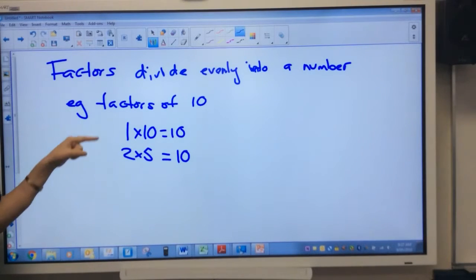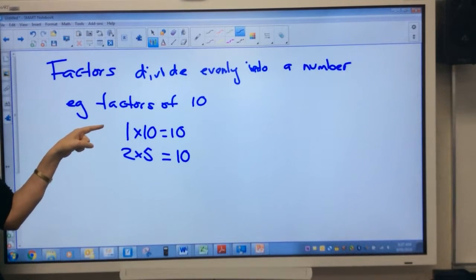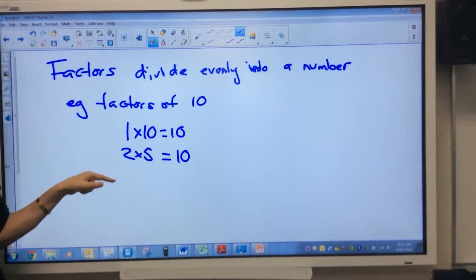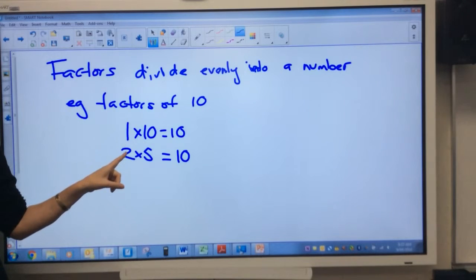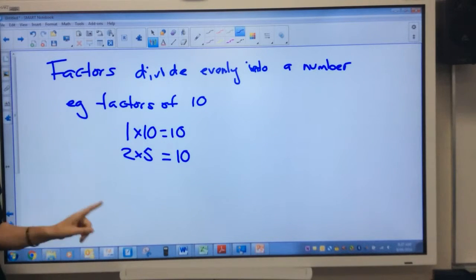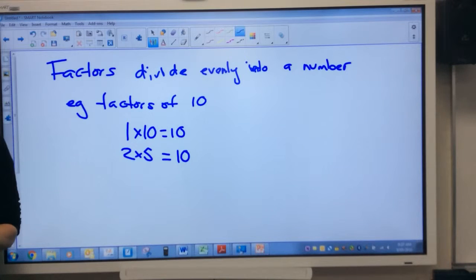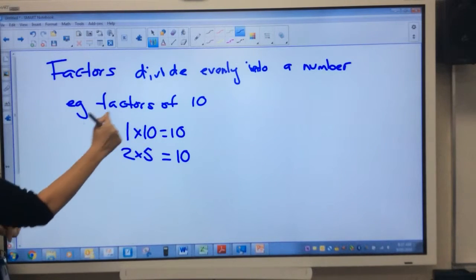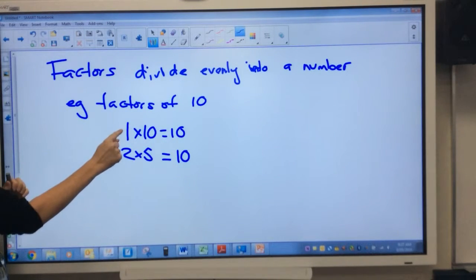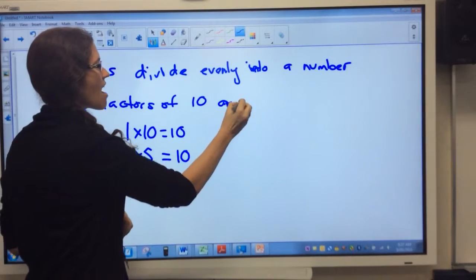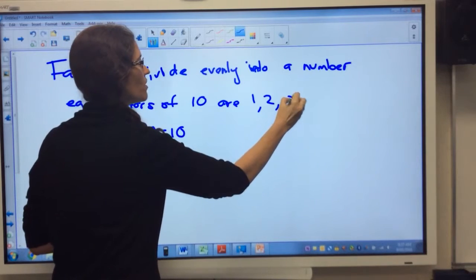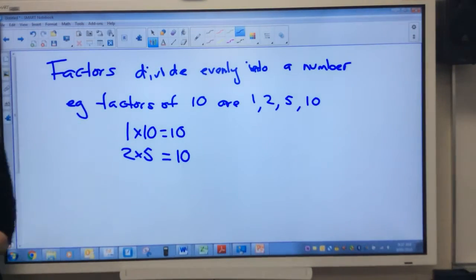So what I did was I checked 1 worked. 1 always works. Then I checked 2, then I checked 3, then I checked 4, and I keep checking until I get a number I've already written down. And if I've checked them all carefully like that, I will never miss a factor, which is a kind of cool way of doing it. So I've got a 1, a 2, a 5, and a 10. So the factors of 10 are 1, 2, 5, and 10.